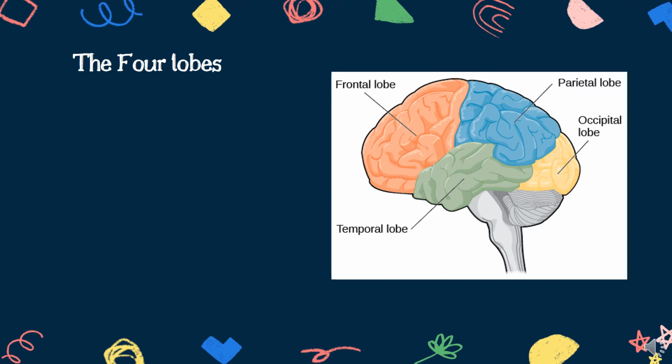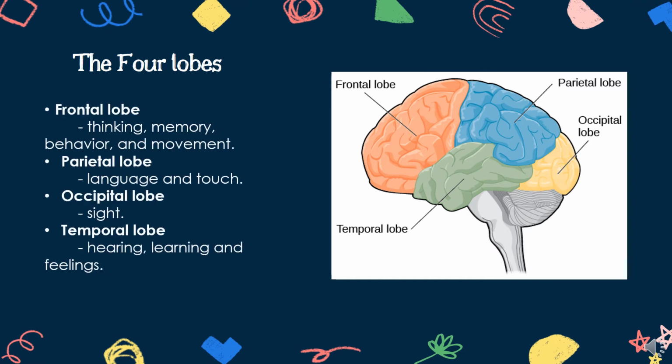Now I am going to discuss the four lobes of the cerebral hemisphere. The first one is the frontal lobe. It is located at the front of each cerebral hemisphere and positioned anterior to the parietal lobe and superior and anterior to the temporal lobes. It is responsible for thinking, memory, behavior, and movement.